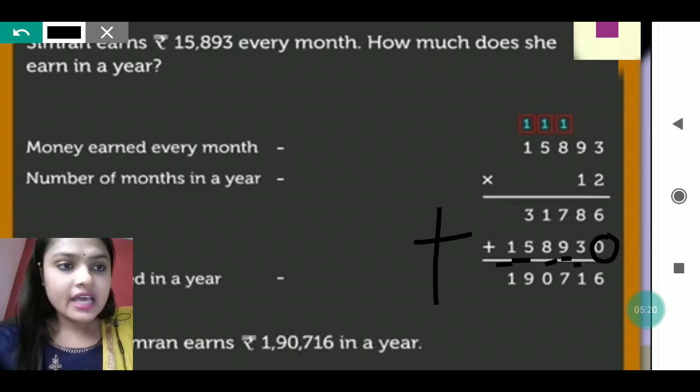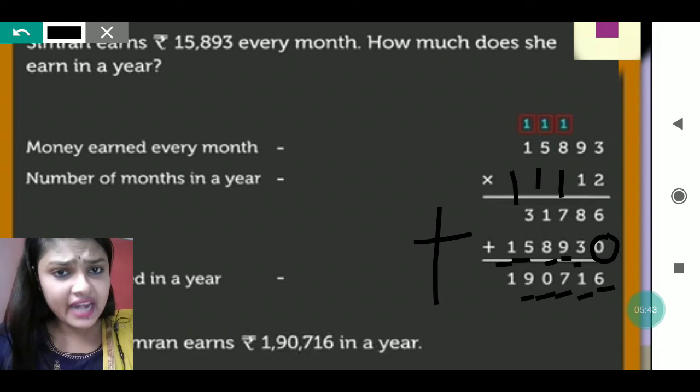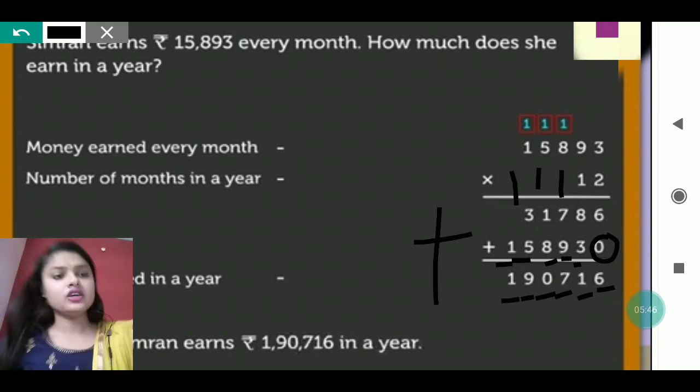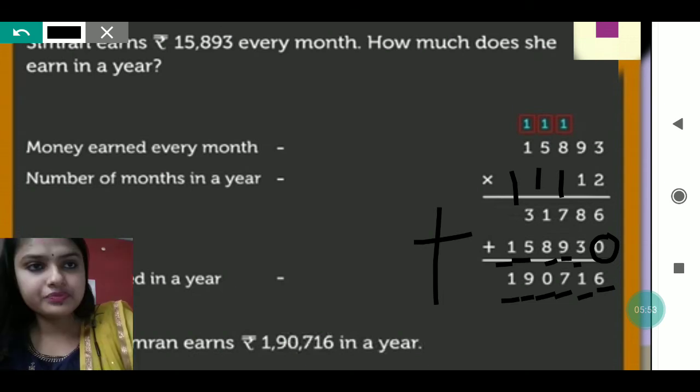Let's add it. 6 plus 0 is 6. 8 plus 3 is 11. So 1 we will write down, and 1 we will take carry. Now 9 plus 7 is 16, plus 1 is 17. So 7 we will write down, again 1 carry. 8 plus 1 is 9, plus 1 is 10, and 1 carry. 5 plus 3 is 8, plus 1 is 9. And then 1 is only left. So 1. So what is the total amount you have got? That is 190,716.